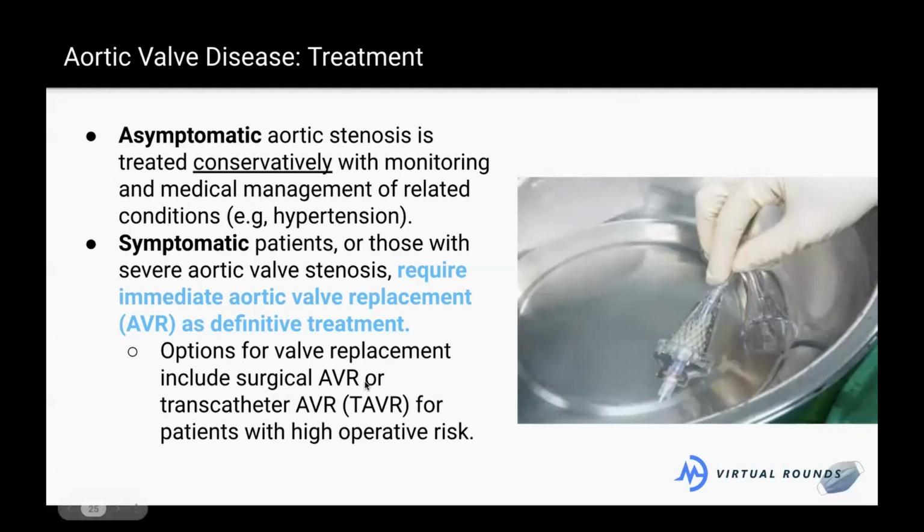However, for someone like Mr. Pena, who is experiencing symptoms, he passed out, he's older, if he'd broken a hip, he could be in the hospital for months. We probably do need to replace his valve as a definitive treatment.